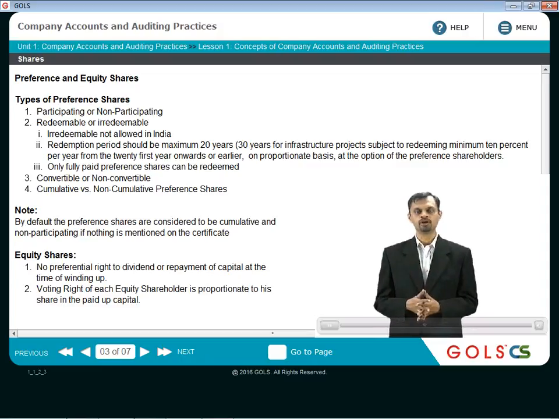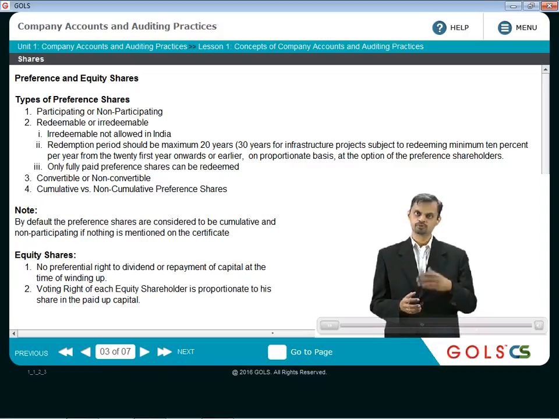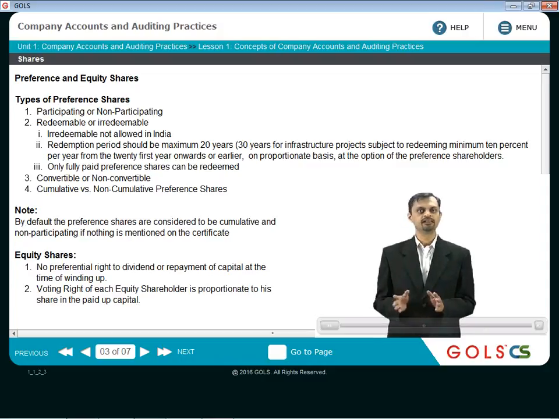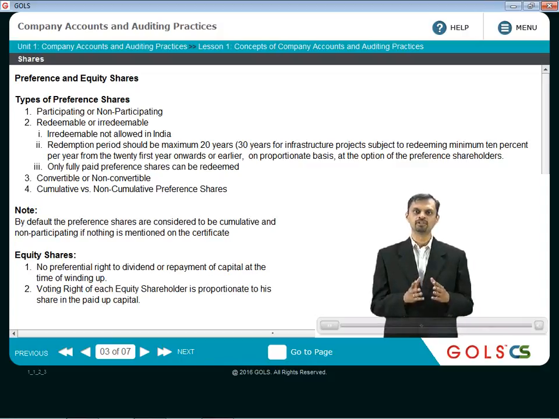And in case of non-cumulative preference shares, it is simple. Suppose in that same example, in 2010 the dividend was not declared and the company declared the dividend in 2011. Then in that case, these non-cumulative preference shareholders will get the dividend only for 2011. For the earlier year 2010, when the dividend was not declared, their right to claim the dividend will lapse. So that is non-cumulative. They will get the dividend only in the year in which it is declared.